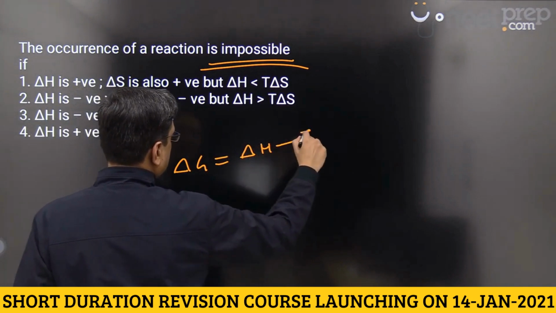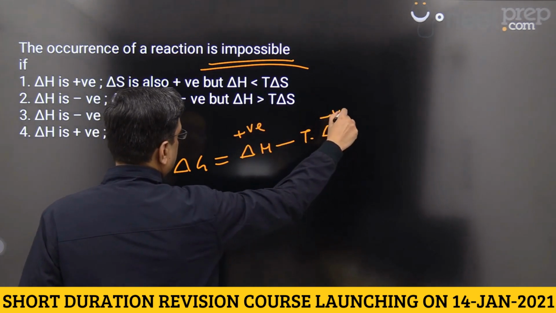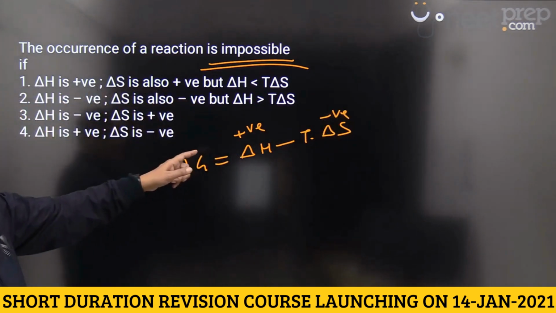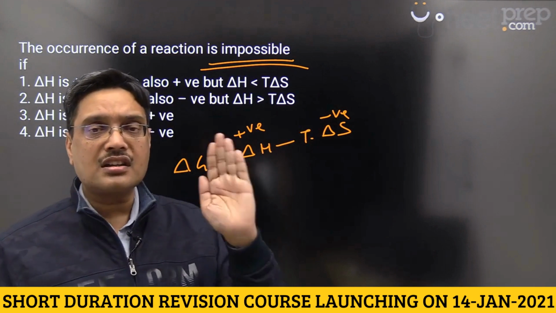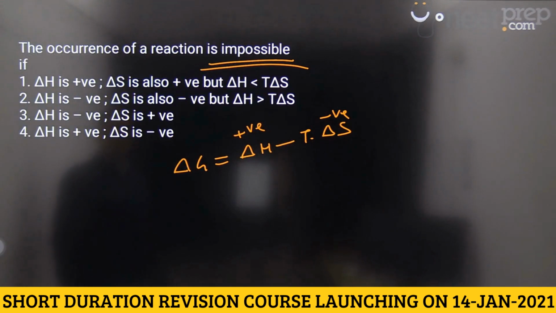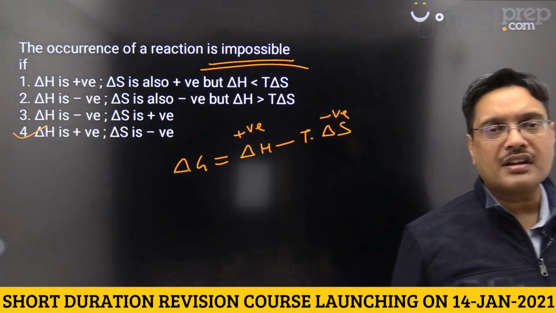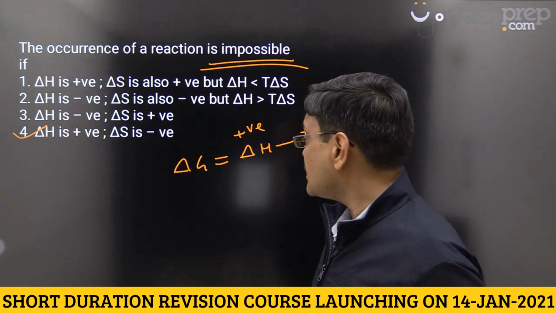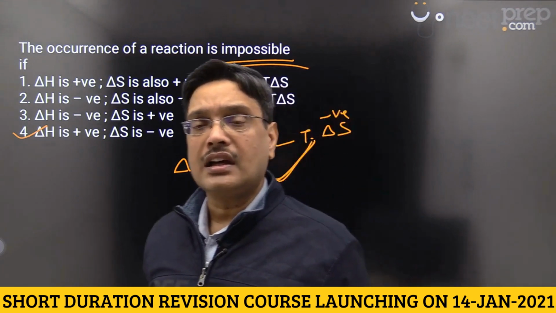when the sign of delta G is always positive, case 4, which means delta H must be positive and delta S must be negative. If delta H is positive and delta S is negative, then the sign is always positive and the reaction is impossible. The reaction is always non-spontaneous at any temperature. So which is the option? The occurrence of a reaction is impossible if delta H is positive and delta S is negative. So this relation is most important for finding the spontaneity of the reaction.